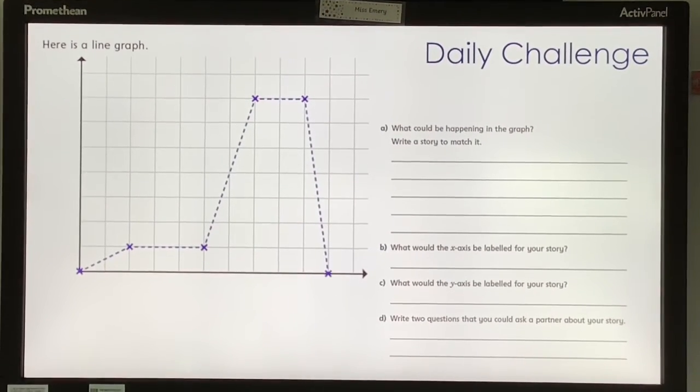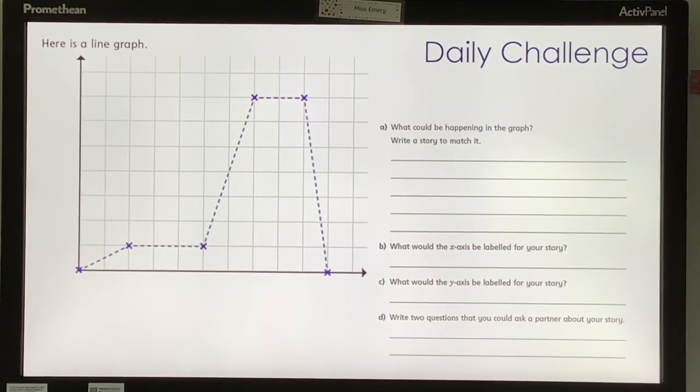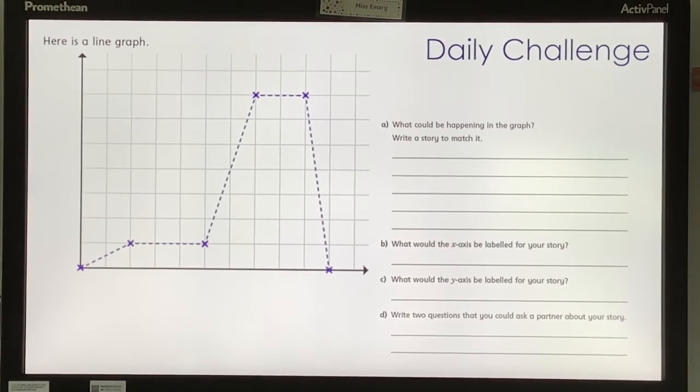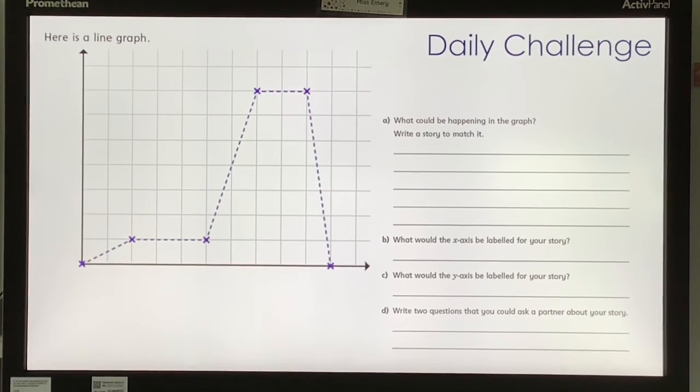So think carefully about what your x and y axes could be, and be really inventive, because we're really looking forward to seeing what you come up with. Upload your story, and you can have a go at drawing your graph if you want, and upload that onto Purple Mash so we can have a look and have a giggle.